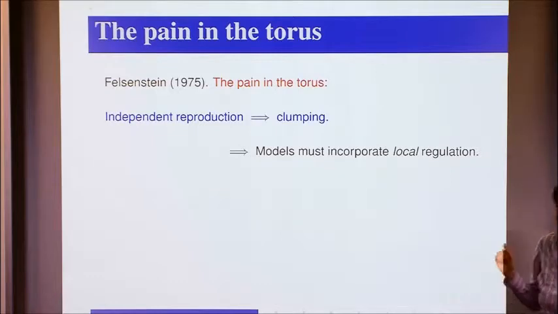Now, there's a huge mathematical literature on this, and lots of people have proposed models of varying degrees of complexity that incorporate local regulation and have some sort of stationary distribution. But the problem is that analytically they're completely intractable. And in particular, we're unable to write down what those genealogical trees that we want to compare our models to are actually going to look like.